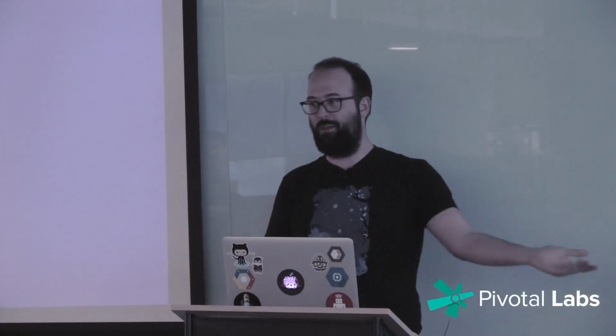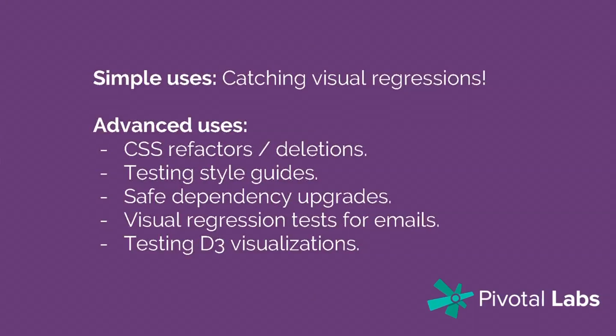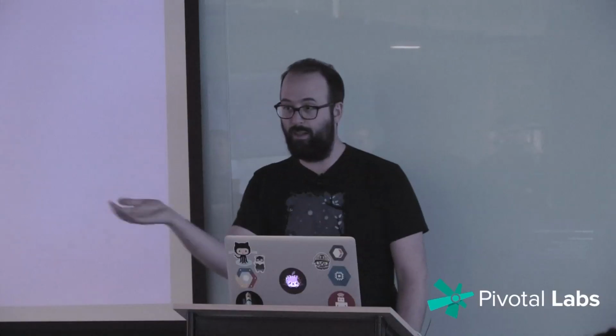So, go add visual tests for the top 40 pages that you care about, then go delete some CSS and see what happens. If they didn't change, then you're probably safe to delete that CSS, right? So it can give you really high confidence that deleting the CSS is okay. And then a bunch of other things, right? Testing style guides is a big one. Upgrading dependencies and just knowing that they get upgraded.